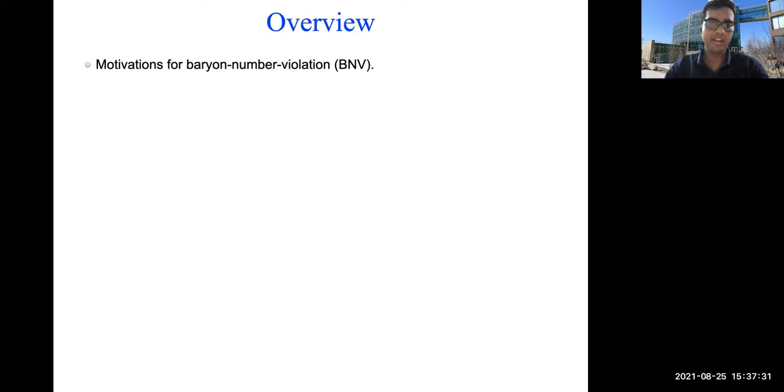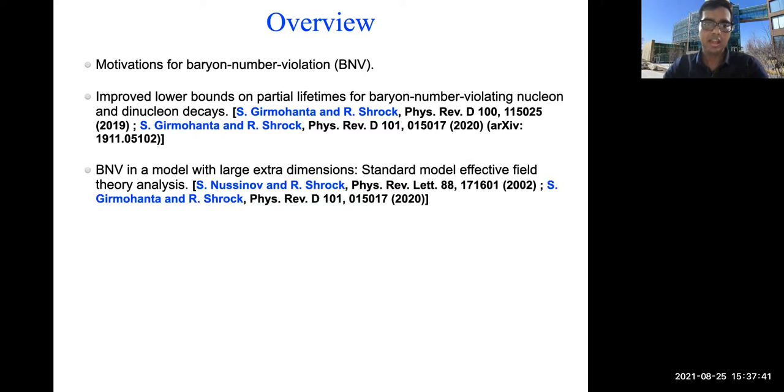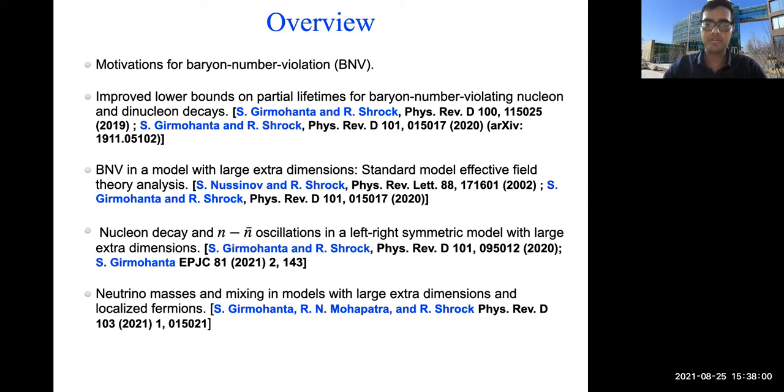So this is the overview of my talk. I will first motivate the baryon-number violation. Then I will provide the improved lower bounds on partial lifetimes for baryon-number violating nucleon and dinucleon decays. And I will then move on to discuss baryon-number violation in a model with large extra dimensions and present standard model effective field theoretic analysis. And then I will discuss nucleon decays and nbar oscillation in a left-right symmetric model with large extra dimension. I will briefly comment on neutrino masses and mixing in models with large extra dimension, and then I will conclude.